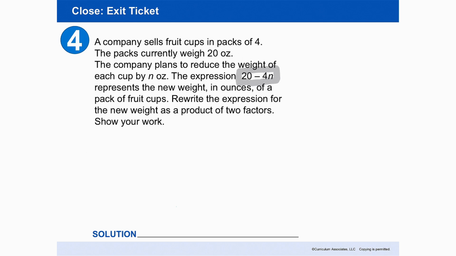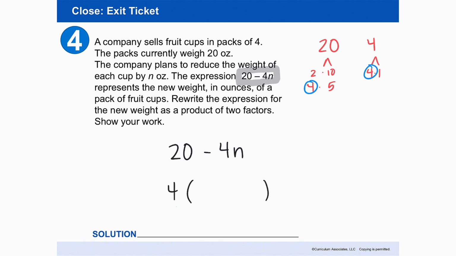Okay, so when I'm thinking about 20 and 4, what is their greatest common factor? Well, this one only has 4 and 1. This one has 2 and 10, 4 and 5, and so forth. I can see already, the greatest common factor that both of those share is 4. So the way I can rewrite it is by saying 20 minus 4n. I'm going to pull my greatest common factor out. What would I multiply times 4 to get 20? 5, right? Then I'm just going to bring my operator down here.